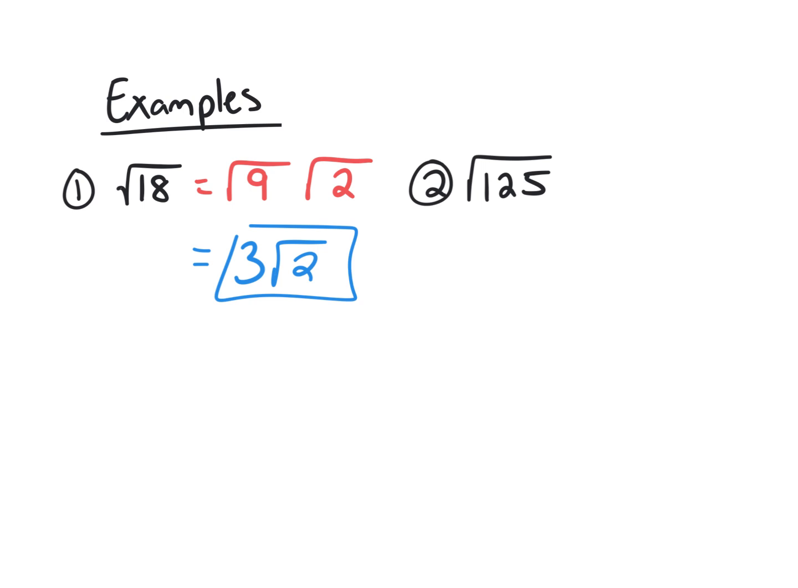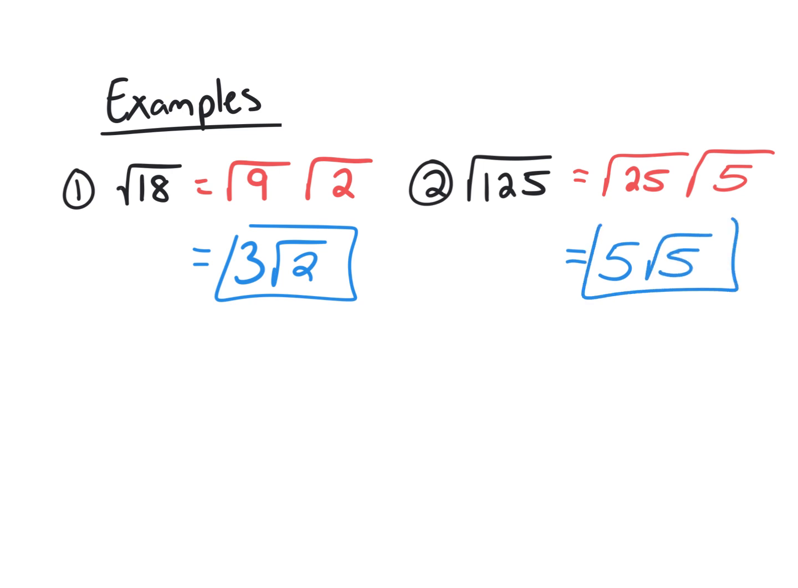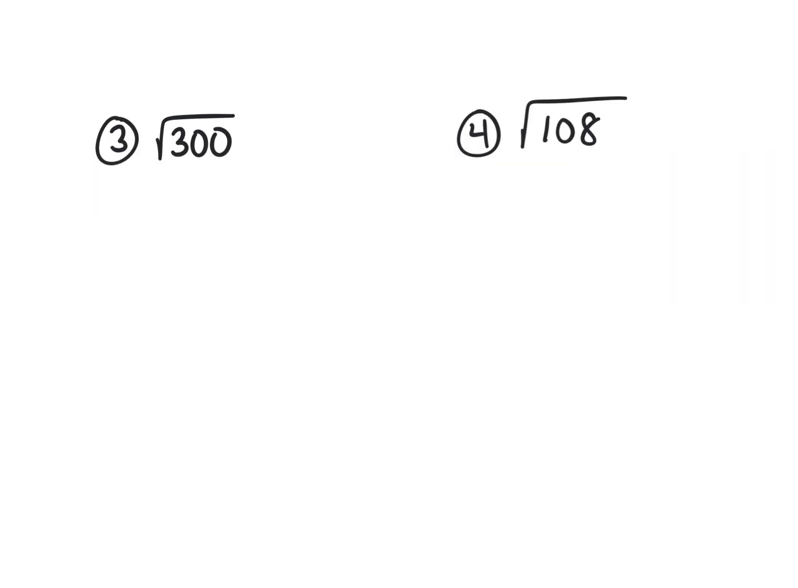Okay. What about the square root of 125? Is that a perfect square? No. So we split it up. What is a perfect square that goes into 125? It is 25. How many times? 5. Okay. So what is the square root of 25? 5. Square root of 5. Good. What's a perfect square that goes into 300? I heard 100. I'll go with it. How many times does 100 go into 300? 3. So now ask yourself, what's the square root of 100? 10. And then square root of 3.